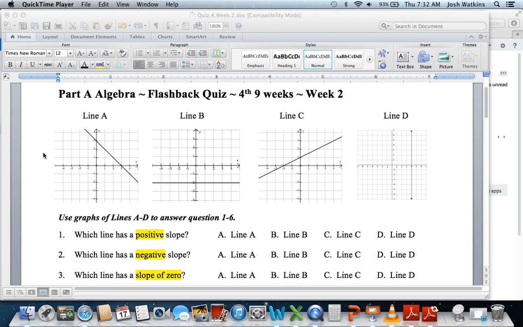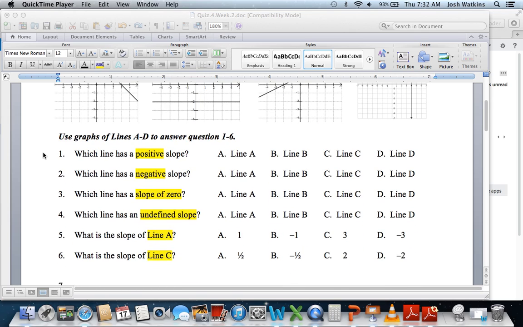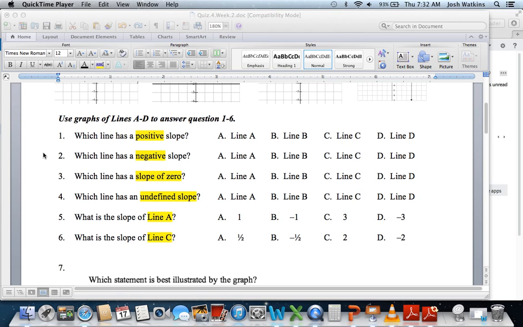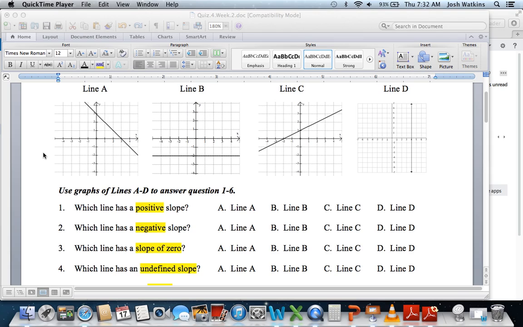9 weeks, week 2, for numbers 1 through 6, we're going to use the graphs of line A and D. So for numbers 1 through 6, you're using lines A, line B, line C, and line D.